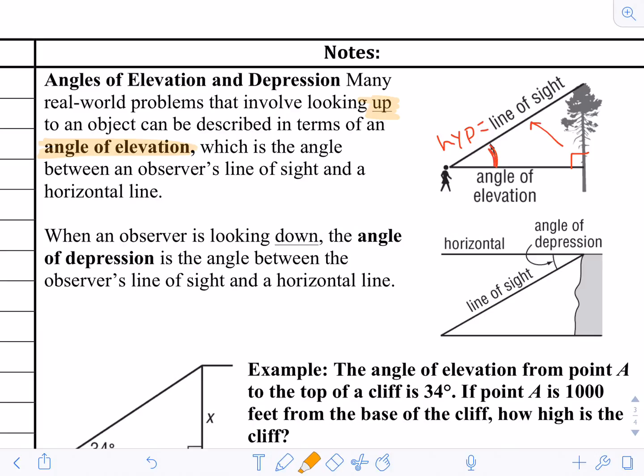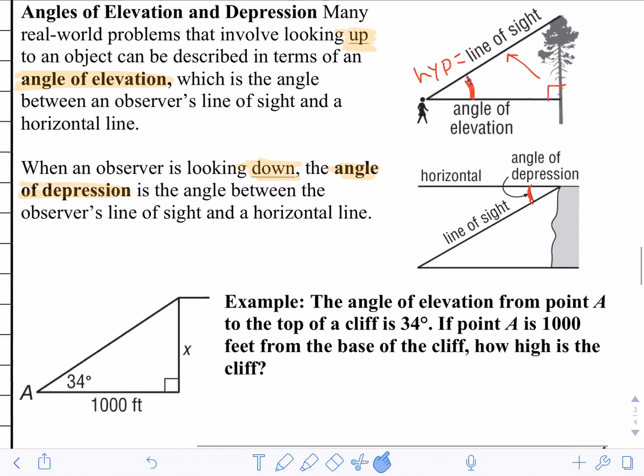When an observer is looking down, so I'm going to highlight that, when they're looking down, this is called your angle of depression. It's the angle between the observer's line of sight and a horizontal line. So again, here's your angle of depression, and we'll get into how we're going to do these in the examples. Okay, so we're going to just hop right in.